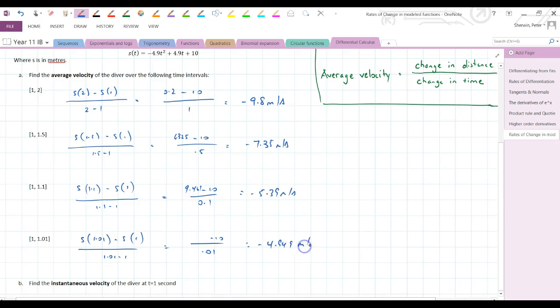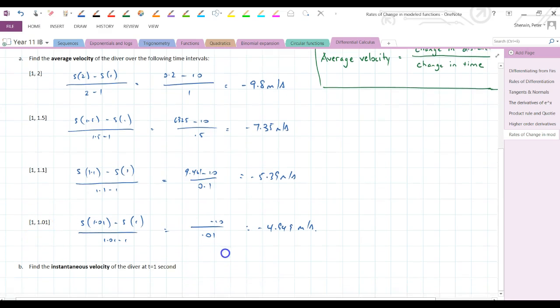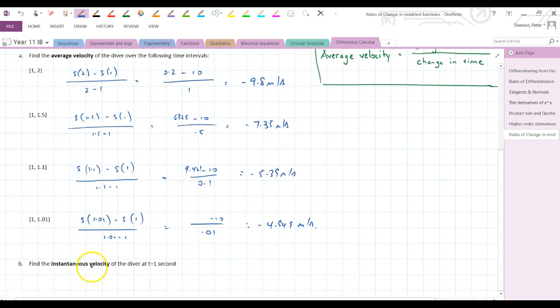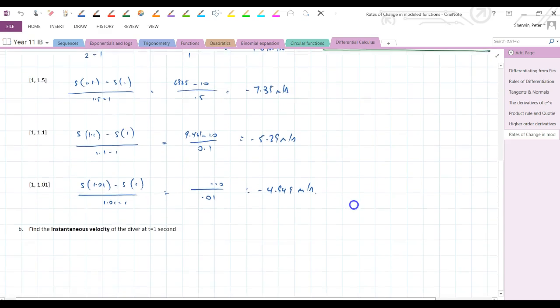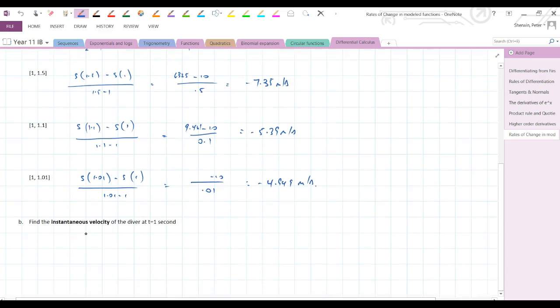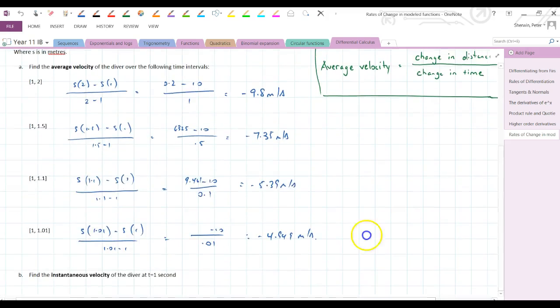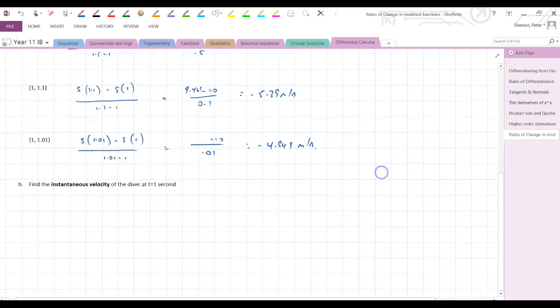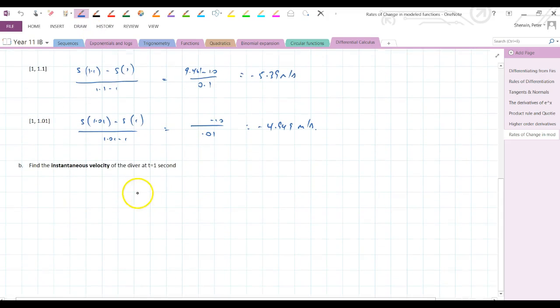Minus 4.949 meters per second. Now what's going on here? Look at that. That's in a hundredth of a second. So are we working towards the instantaneous rate of change, do you think? The instantaneous velocity at t equals 1 second? I think we are. So how do we find that instantaneous velocity? Well, just as we did when we found the gradient of a curve at a point instantaneously, we're going to do the same here. We're going to find s dash t.